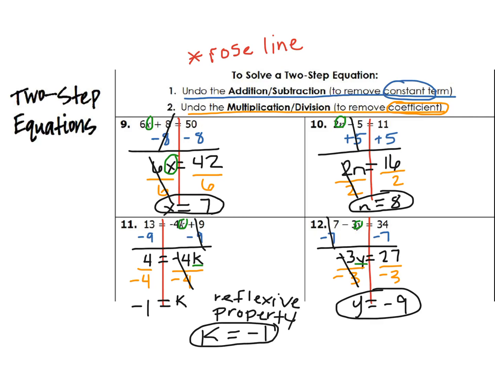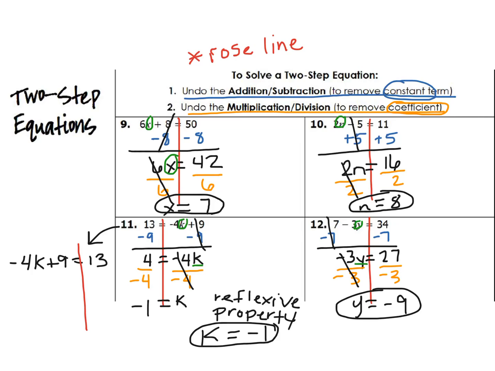And some of you might even like to do the reflexive property before you begin a problem. So if you would like to see how that looks, I could start with the original problem. 13 equals negative 4k plus 9. And I could just use the reflexive property straight away and rewrite that as negative 4k plus 9 equals 13. And then you don't have to worry about doing it at the end. However you're comfortable doing it is fine with me, so long as you just draw that rose line and show all of your work. All right?